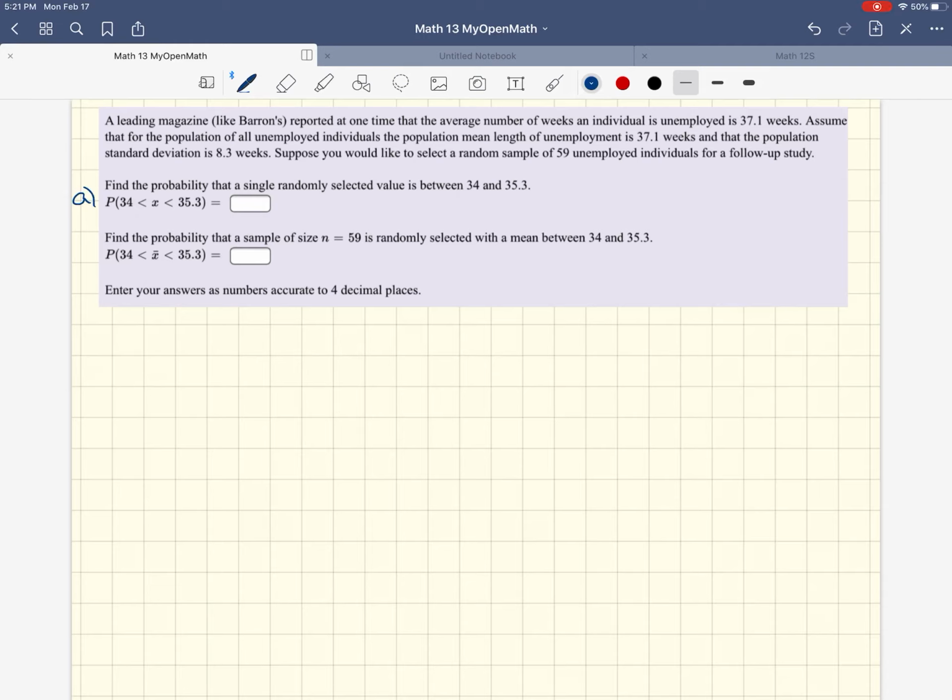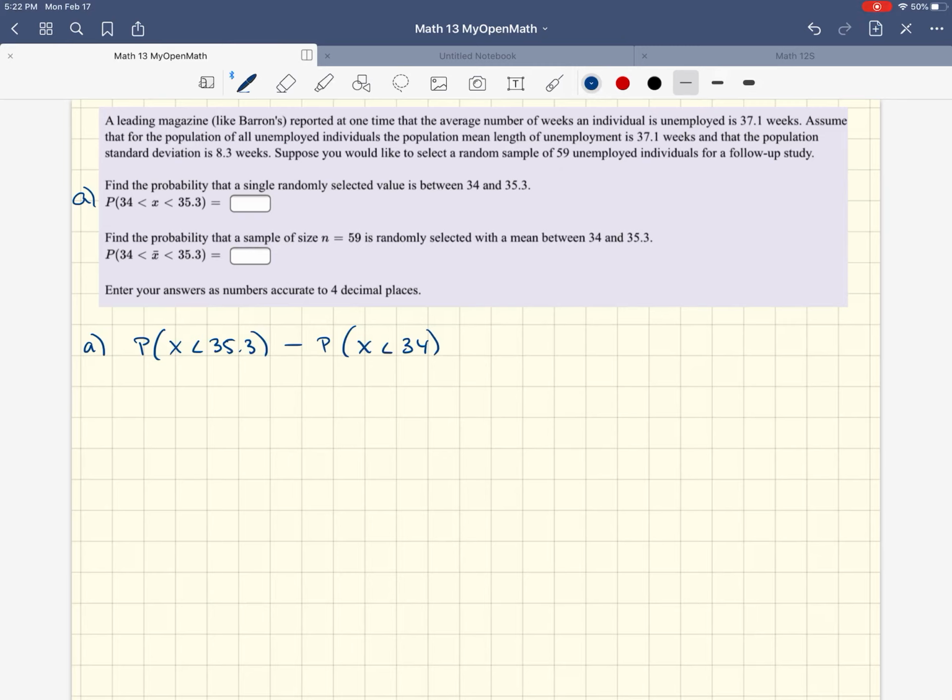First, we'll call this part A. Let's find the probability that a single randomly selected value is between 34 and 35.3 for the average. To find the probability that a single selected value is between 34 and 35.3, we're going to do the probability that a single randomly selected value is less than 35.3 weeks and subtract off the probability that a single value is less than 34 weeks.